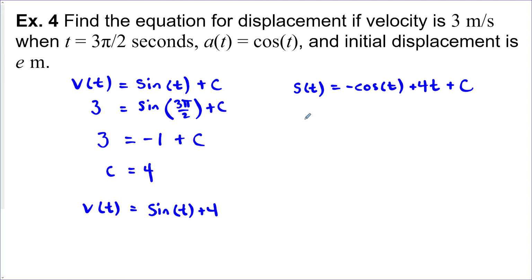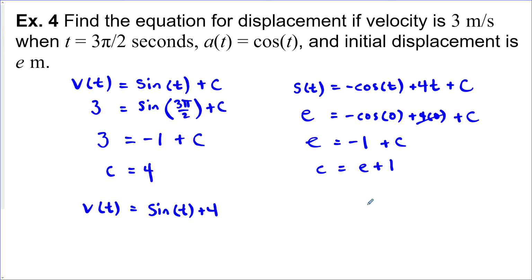It's going to be e, and we have negative cos at 0 plus 4 times 0 plus c. Now 4 times 0 is just 0, so that's gone, but negative cos 0 is -1. So c will be e plus 1. So that means that our displacement equation is equal to negative cos t plus 4t plus e plus 1.